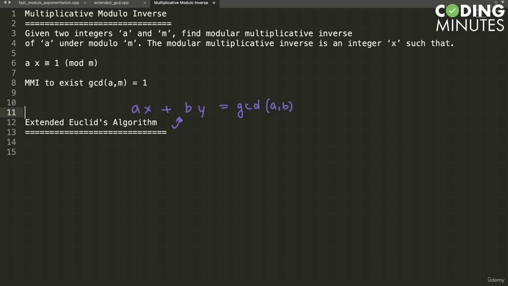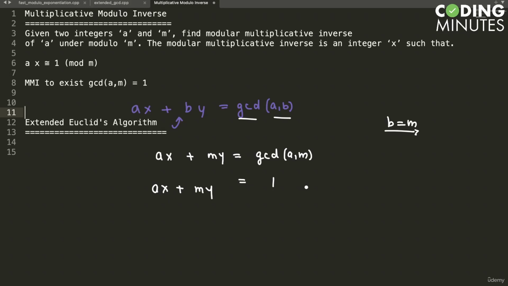Now we are going to substitute the value of a with a, and put b equal to m in the above formula. If I just replace b with m in the above formula, we can say ax plus my is equal to the GCD of a and m. And we also know that the GCD of a and m is equal to 1. So ax plus my is equal to 1.